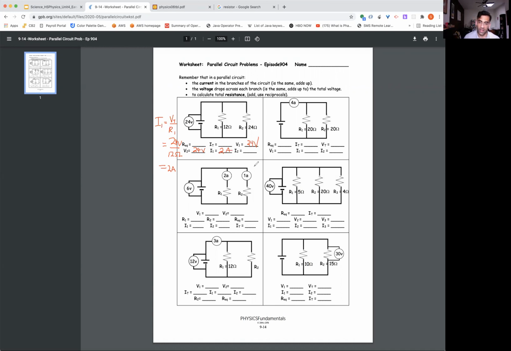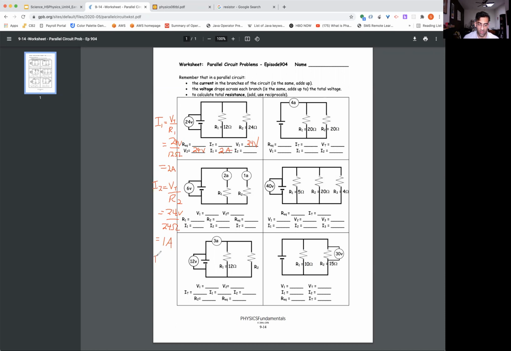Can you calculate the current on the lane with R2? It's going to be very simple. I2 is going to be VT again, because our voltage drops remain the same throughout. VT divided by R2 is simply going to be our 24-volt battery divided by 24 ohms. And that's going to give us 1 ampere.